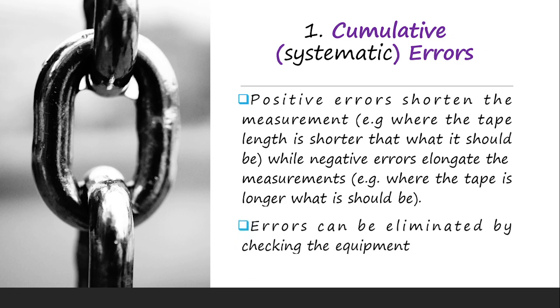Errors can be eliminated by checking the equipment. Simply, how you can eliminate these cumulative or systematic errors is by checking the equipment to ensure that it is in correct order so that you can measure accurately.